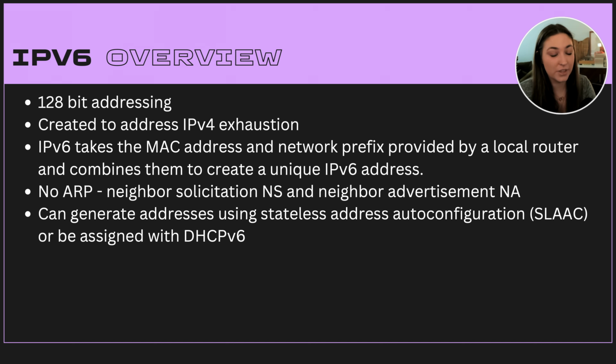There's no ARP. They have neighbor solicitation and neighbor advertisements instead. Hosts can generate addresses using stateless address auto configuration, SLAAC, or be assigned addresses with DHCPv6. Obviously, if they can auto configure their own routable IP addresses, what is the point of having DHCP? Well, there are still some uses for DHCP, and we'll get into those in the next couple slides.